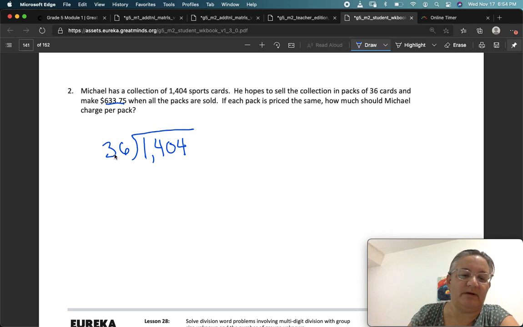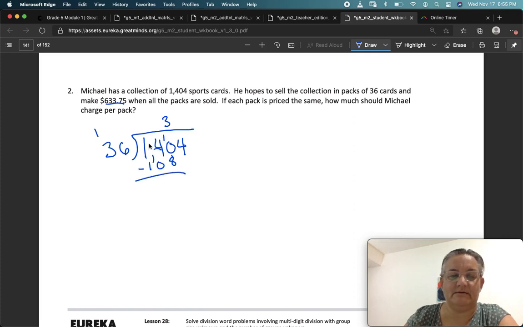So 36 will not go into 1, 36 will not go into 14, 36 will go into 140, and it will probably go 1, 2, 3, maybe 4 times. 4 times 6 is 24. Carry the 2, 12, 13, 14. Uh-oh, I overshot. I went too far, so I'm going to have to go back to 3. Okay. 3 times 6 is 18. Carry the 1, 9 plus 1 is 10. And what do I have left over? 32. Okay, so just under 36. Then I'm going to bring down the 4 and 324, let's see, 10, 7 times? No.